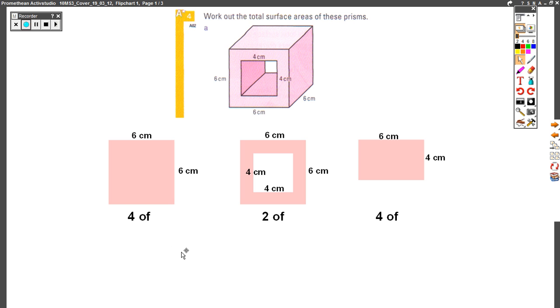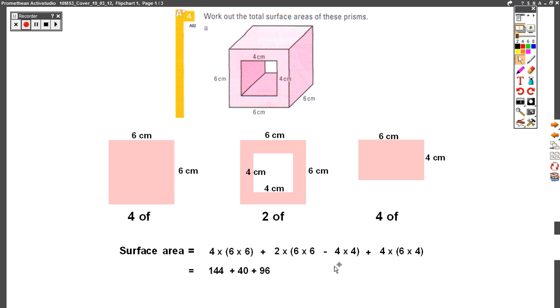So to work out the total surface area, we have 4 times 6 by 6 plus 2 times 6 by 6 take away 4 by 4 plus 4 times 4 by 6. So if we were to simplify this, we would get 144 plus 40 plus 96, which gives 280 centimeters square. Please remember that it's units square because we are working with area.